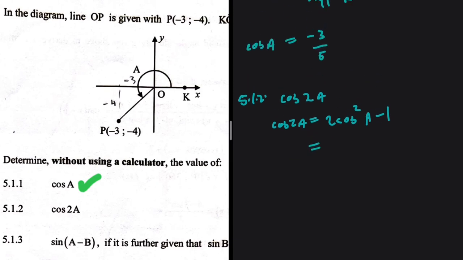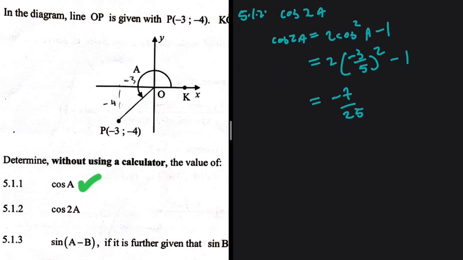So do we have cos of A? We do. So we're going to have 2 times cos of A, which is minus 3 over 5, we square that and subtract 1. So let me just put that in my calculator and not complicate my life. So 2 multiplied by minus 3 over 5 squared minus 1, that is minus 7 over 25. So we have minus 7 over 25.